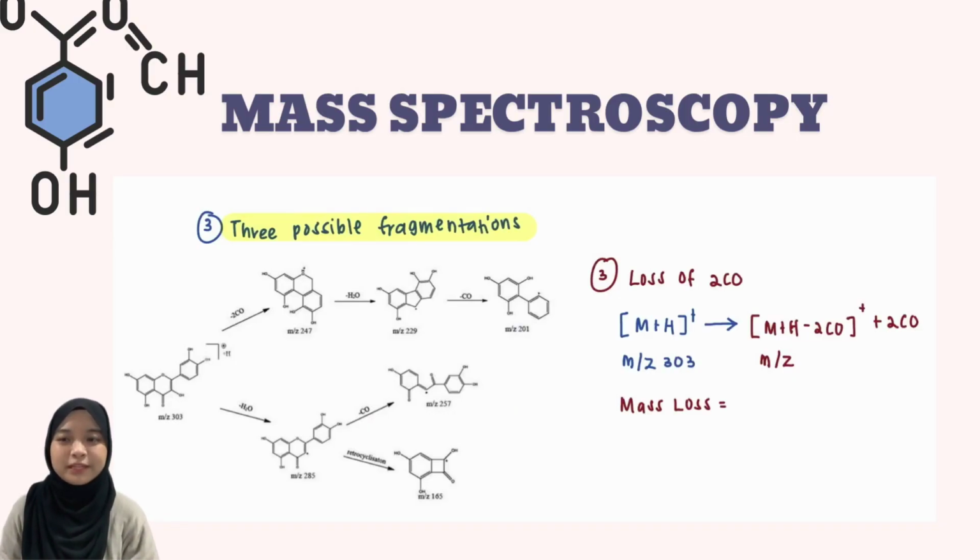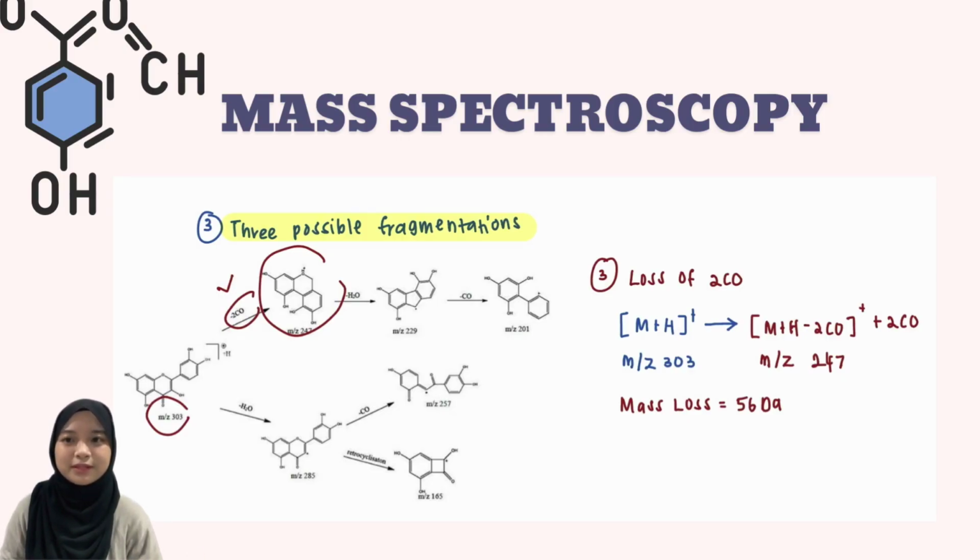Lastly, the third fragmentation is the direct loss of two carbon monoxide molecules from the molecular ion. In this pathway, the protonated molecular ion at M/Z 303 loses two CO molecules, producing a fragment ion at M/Z 247. The total mass loss is 56 Dalton because each carbon monoxide molecule has a mass of 28 Dalton, so two CO molecules equal 56 Dalton. This fragmentation provides another characteristic fragment ion that helps to identify quercetin.